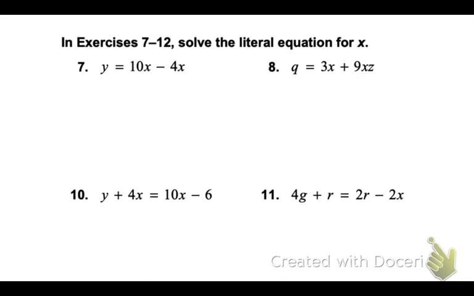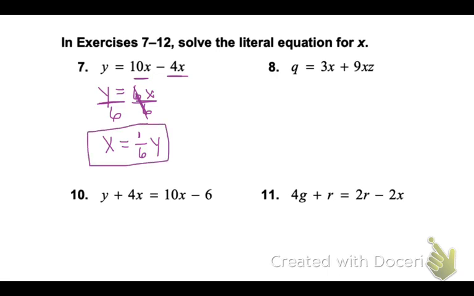Continuing in your student journal, you'll find these problems, 7, 8, 10, and 11. So solving for x. In the first one, we notice that the 10x and the negative 4x are like terms, so we can combine them. So y is equal to 6x, but we're solving for x, so we want to divide by 6, and that cancels here. We could rewrite it and say that x is equal to 1 over 6 y. Leaving it as y divided by 6 would be equivalent as well.